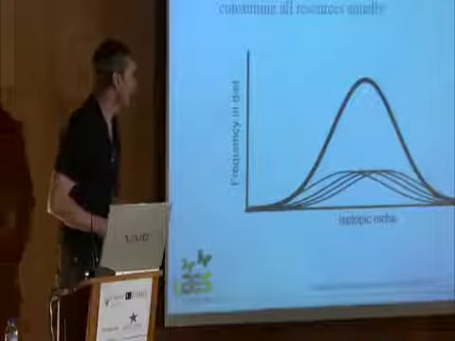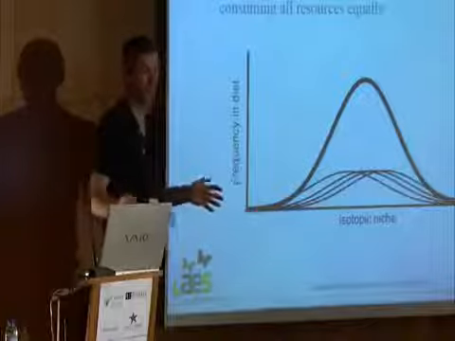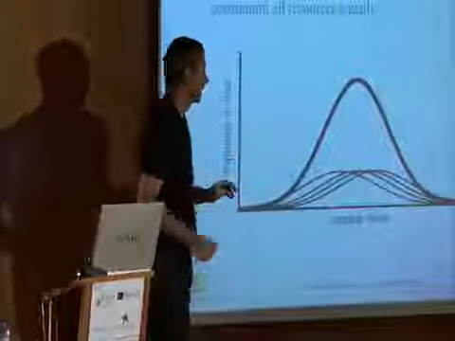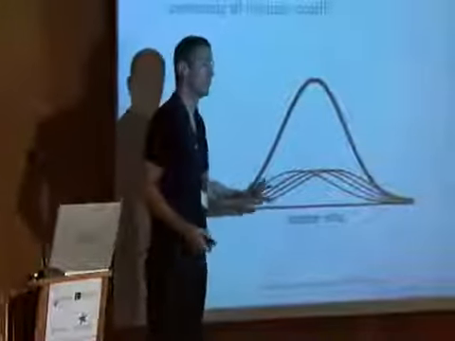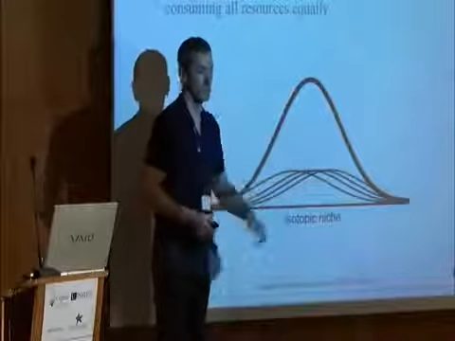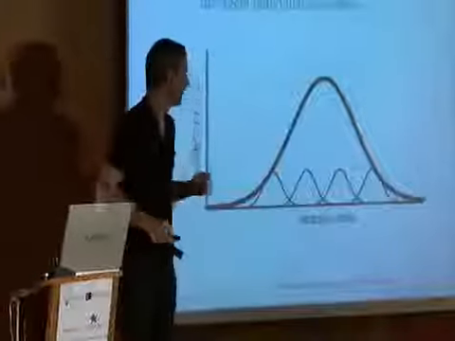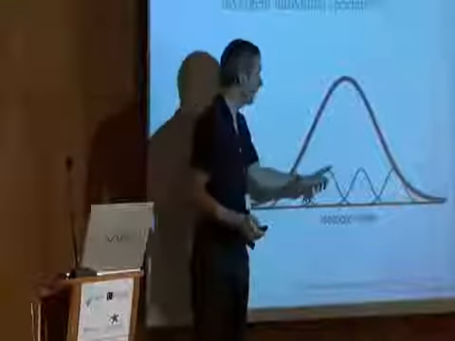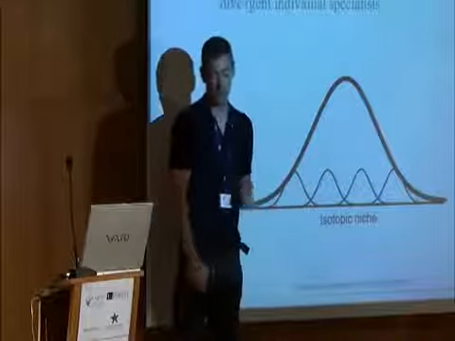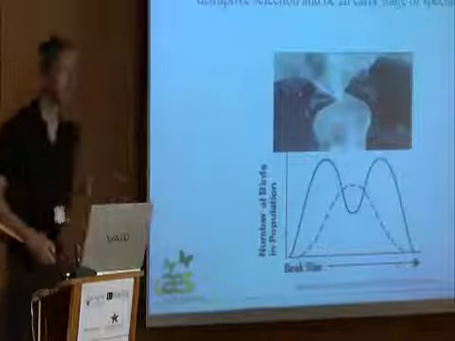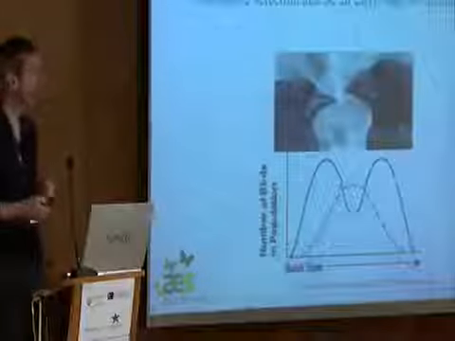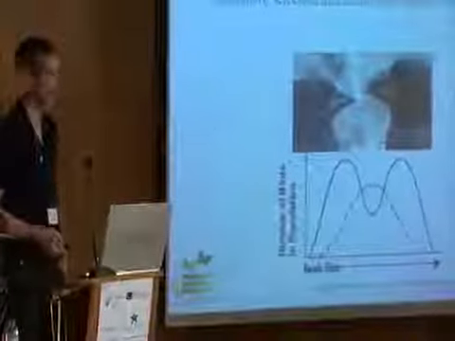And niche variation is where, in a generalist population, so rather than having two specialized populations, you have a generalist population, but instead of all individuals consuming all resources equally, the niche width of the population is made up by individual specialists. And these individual specialists can be subject to disruptive selection.